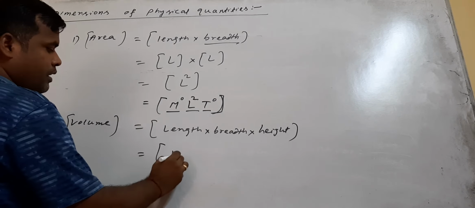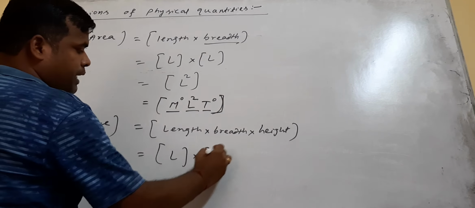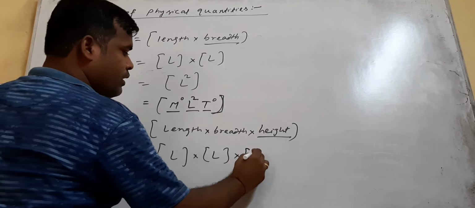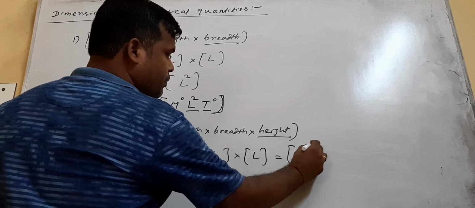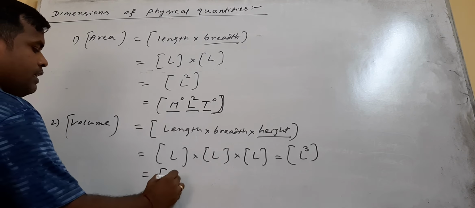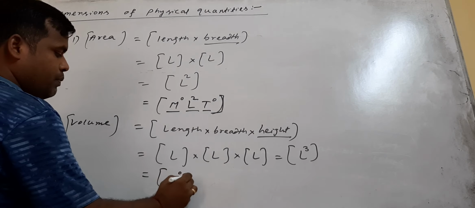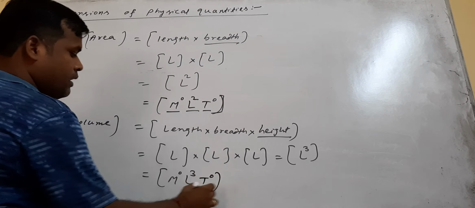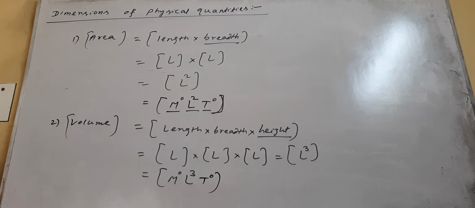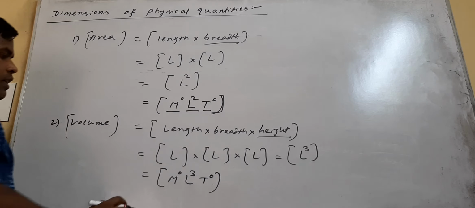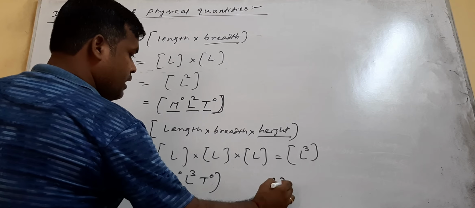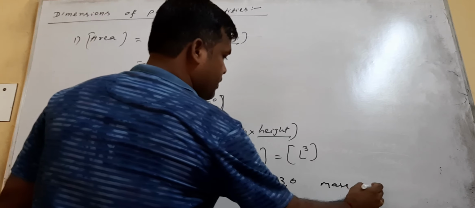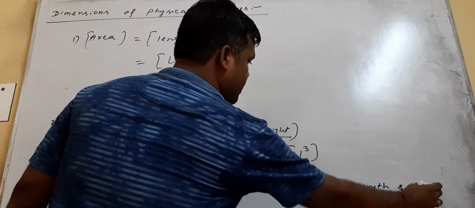For length it is L, and for breadth it is L, and height is also a length, so it is L. That is L cube. Here it has no mass and time. If you want to write in terms of mass, length and time, then it is M0 L3 T0. The dimensions are 0, 3, 0 in terms of mass, length and time respectively.